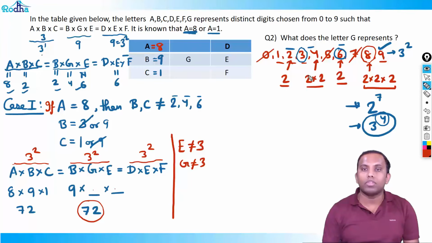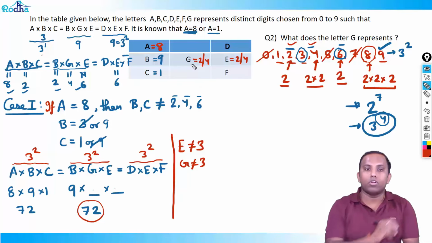So what option am I left with here? The only option I'm left with is 2 and 4. So I can put G as 2 and E as 4, or E as 2 and G as 4, right? Let's check here. What I'm saying is I can put G and E as 2, 4 or 4, 2. Either can be 2 or either can be 4. That is not known now.